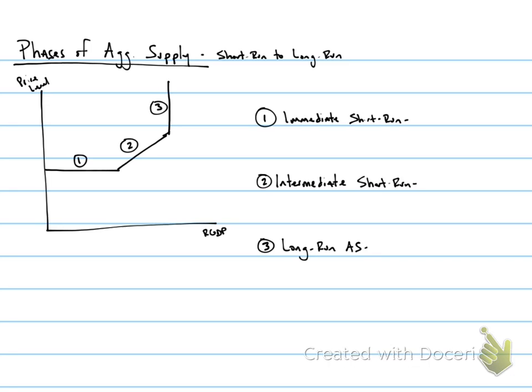three parts. Part one is what we call the immediate short run, and usually we refer to this as the horizontal phase. And what we need to know is during this horizontal phase or horizontal portion of our aggregate supply curve, that this is the time frame when both input and output prices are fixed.